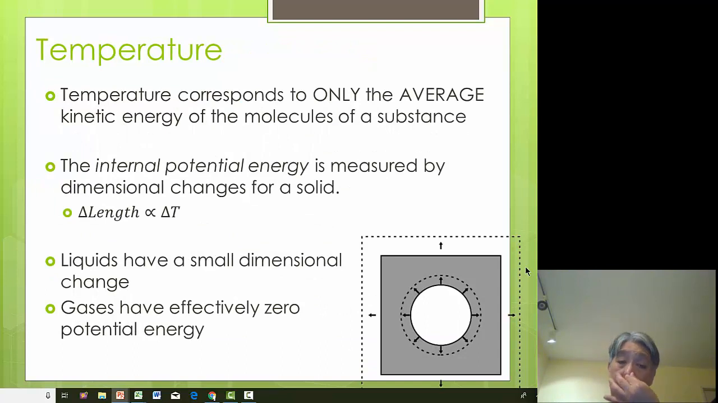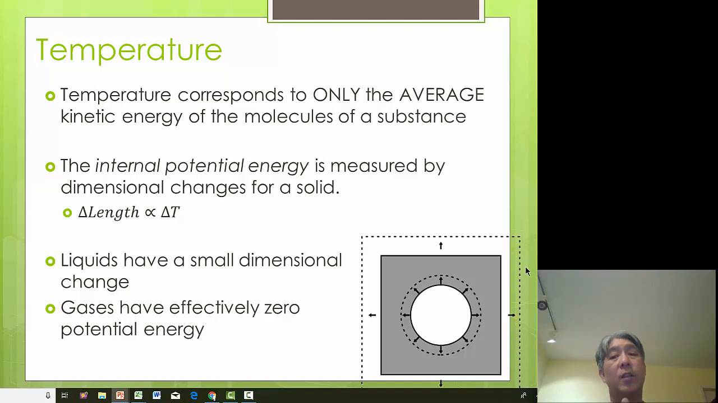So when we talk about temperature, okay, temperature is only the average kinetic energy of the molecules. Okay, this is a key concept that you need to understand in this unit. Okay, that temperature is the average kinetic energy. Some of the molecules may be going faster, some of them may be going slower, but the temperature measures the average kinetic energy. Nothing about the potential energy.